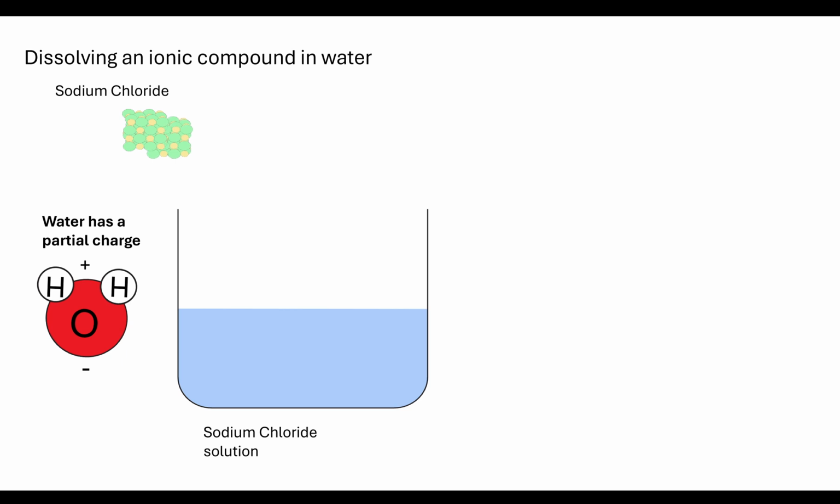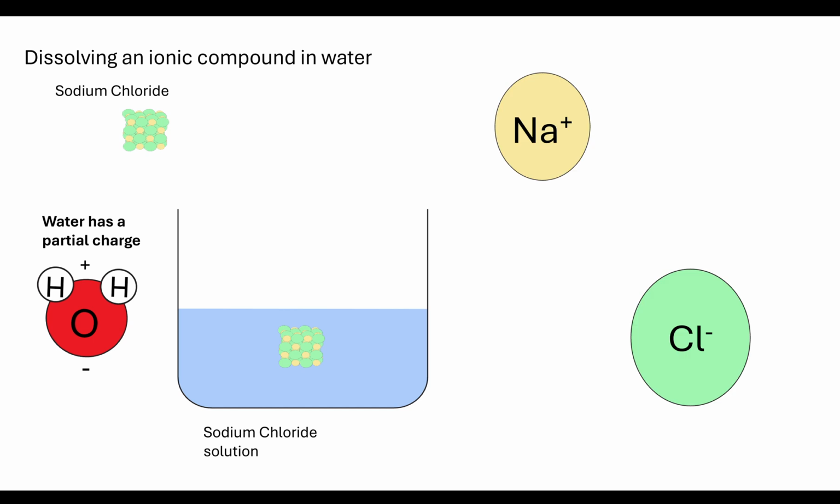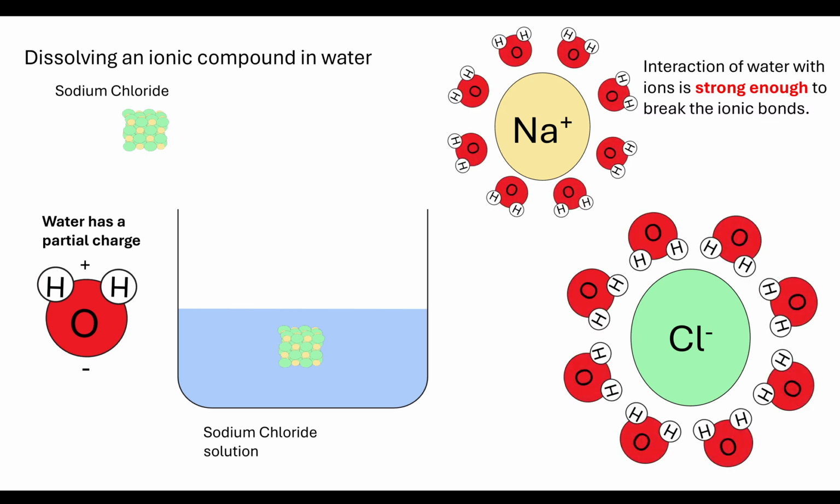So what happens then is when I take my sodium chloride and I dissolve it in water, the sodium and the chloride ions are actually going to be separated. That is because there are interactions with the water and the ions, and those interactions are strong enough to break the ionic bonds. And what then happens is water actually surrounds the ions, forming a hydration shield, and this stops the ions coming back together again, and that is how we can dissolve our ionic compound in water.